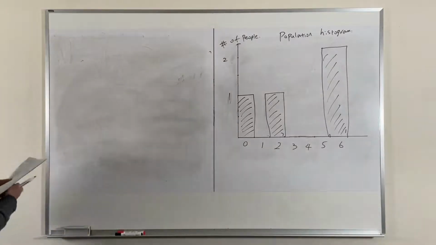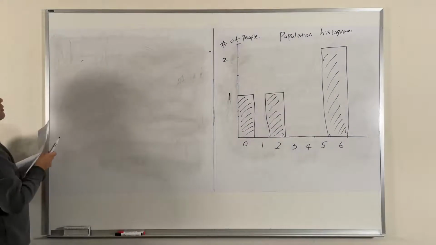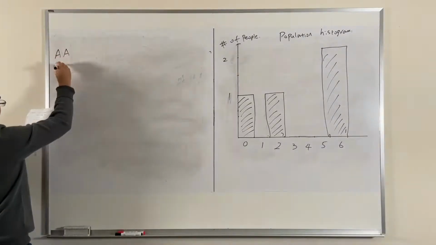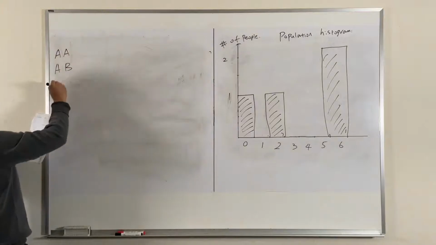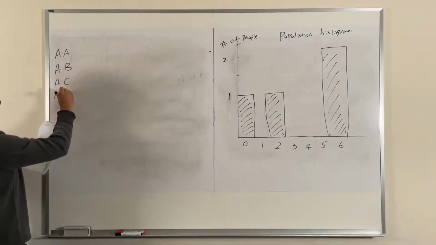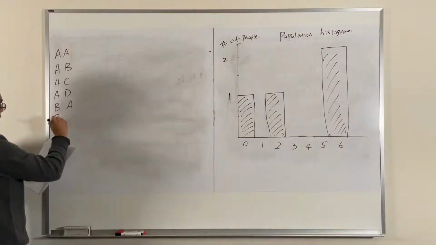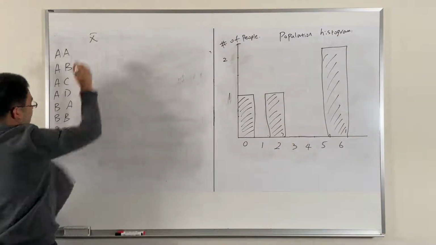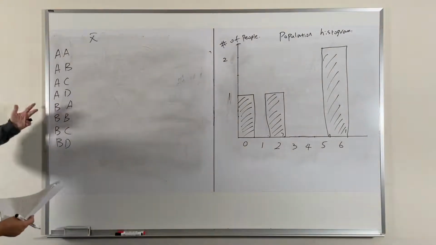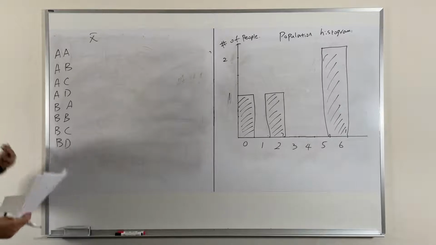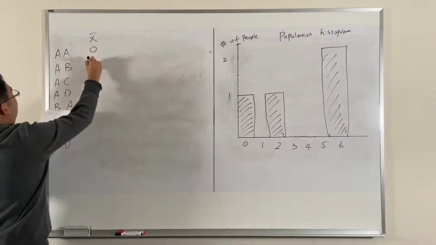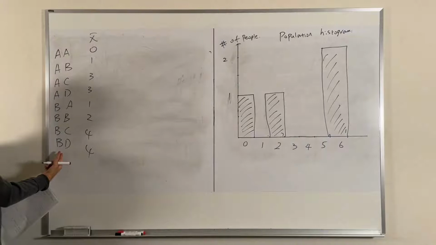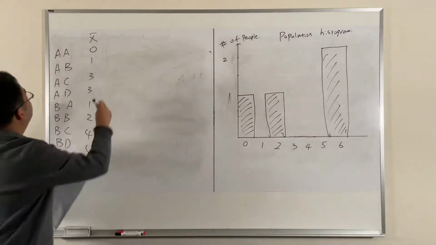Let me write all the possibilities. Because it's with replacement, you can get the same person twice. So in this case, we have AA, AB, Amy Amy, Amy Ben, Amy Connie, Amy Danny, and so on. I'm just writing out all the possible combinations. Next to it, I'll write the average of the 2 people, which might be the same person. So you get 0, 1, 3, 3, 1, 2, 4, 4. You just add the 2 up and then divide by 2. Next column.